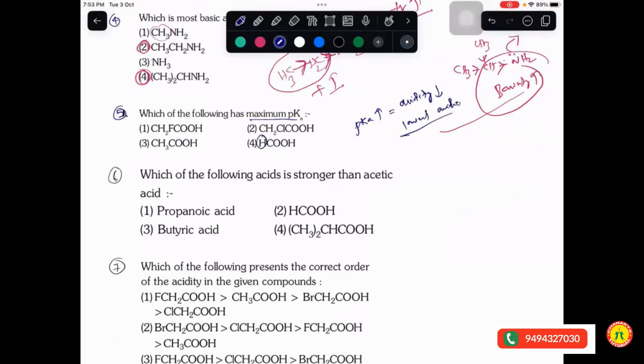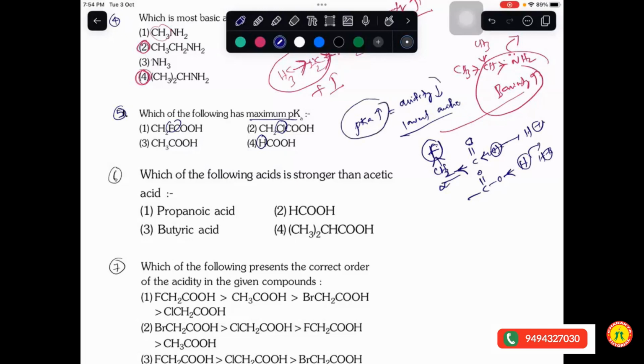See, this is hydrogen. When a fluorine is there, it pulls electron density, right? Suppose I take CH2 here with fluorine, and C double bond OH. This fluorine is pulling electron density from the carbon. This carbon pulls the electron density, then the oxygen pulls more electron density from hydrogen, and hydrogen leaves as H plus easily. When a more electronegative group is present on the adjacent carbon, the alpha carbon, acidity obviously increases. But the question asks for the maximum pKa, which means lower acidity.